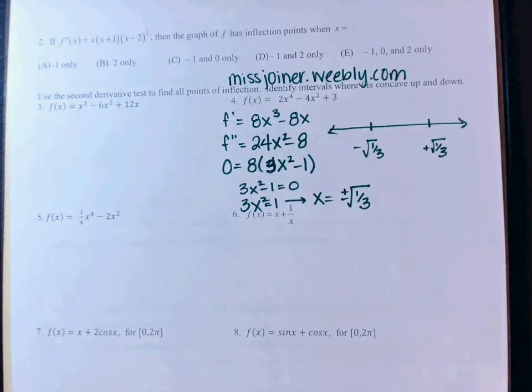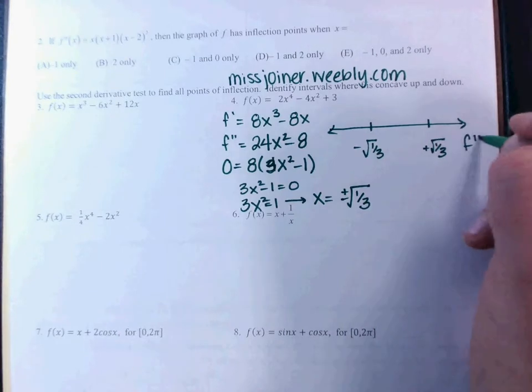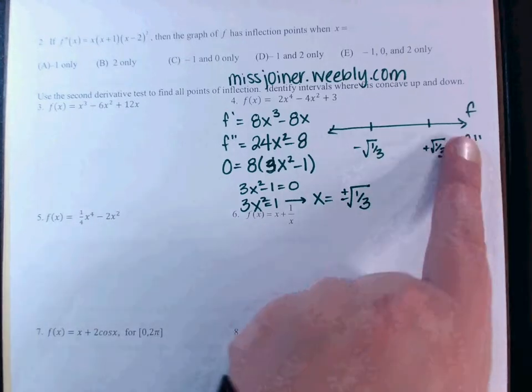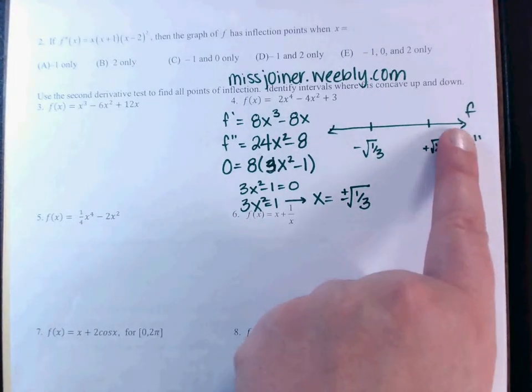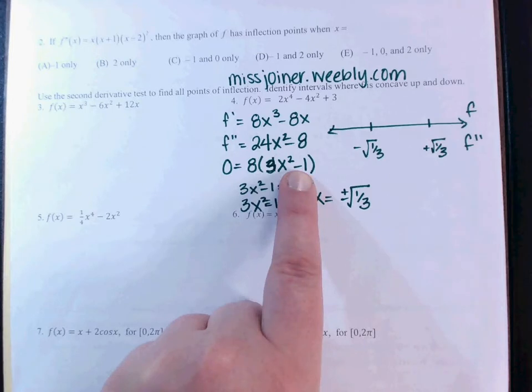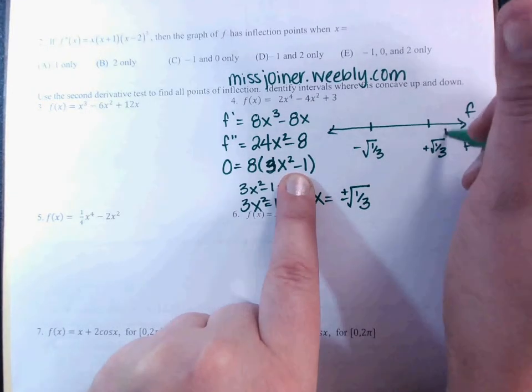Now, I need to pick numbers that are bigger than those and smaller than those for my sign chart. So I'm going to call this f double prime. I'm going to call the top f. Let's plug in, I don't know, 10. Because 10 is going to be bigger. I'm going to be in this little part right here. What's 10 squared? Times 3? 300 minus 1? Positive, which means this interval is positive.